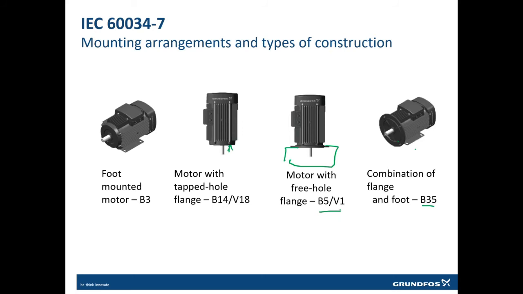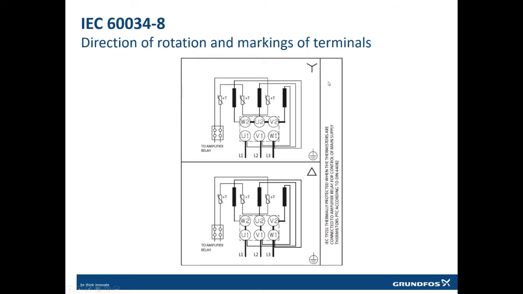This one is B5, V1. Why is this B5 and V1? Because it could be horizontal, it could be vertical. The same thing, B14, V18, it could be horizontal, it could be vertical. V for vertical and B14 for horizontal. And this one is always horizontal because we have the foot for it. Then direction of rotation: it is mandatory by the standard to write the direction of rotation and the connection marks, which is star or delta. I will come to that, what is star and what is delta.